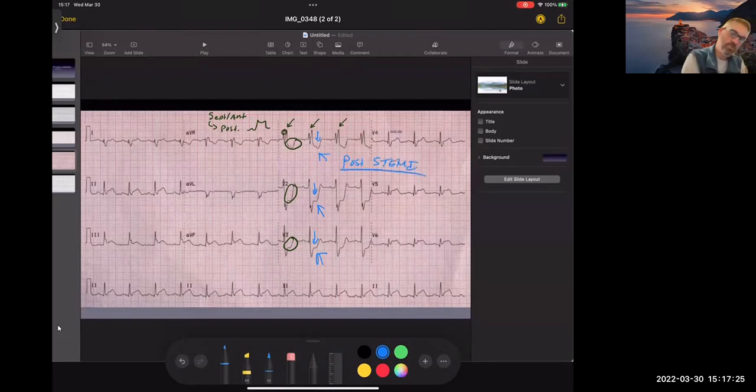And so you'd want to do posterior leads. And would you want to also do a V4R on this patient? Let me ask you all that question. Would you want to do a V4R?